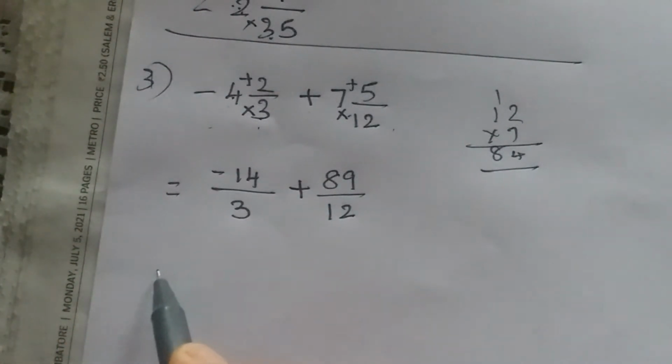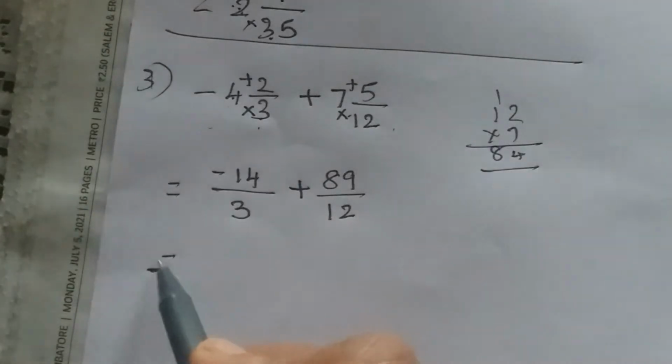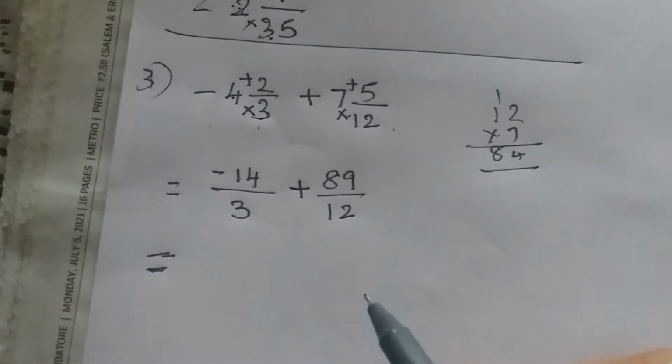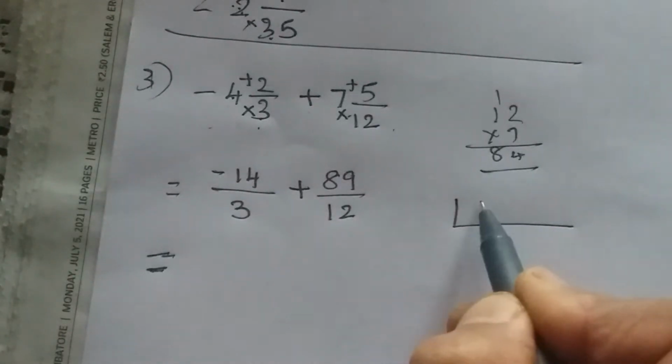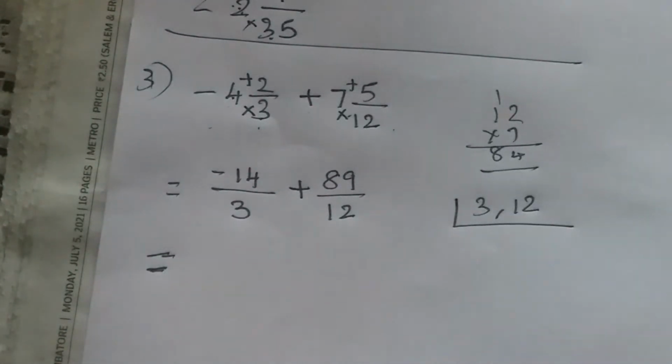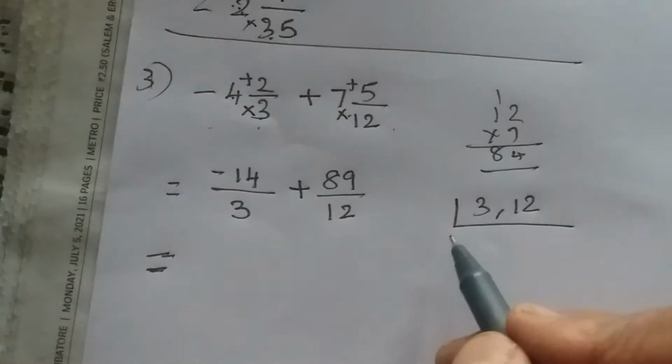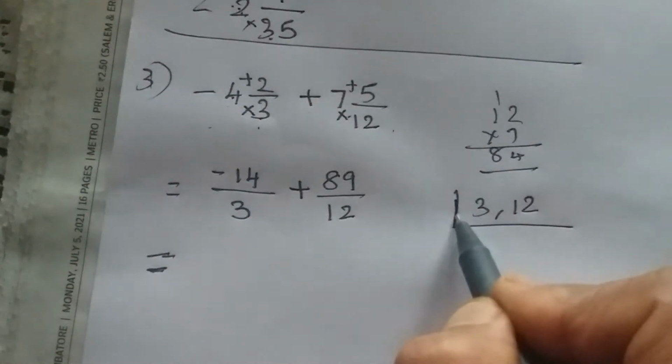Now we have to go for what? What do you have to find first? Are the denominators the same? They are different. So we have to find the LCM. LCM for 3 and 12. So 3 and 12 both come in what tables? Which is the common factor? If you're thorough with the tables, it is so easy. The numbers are very small.